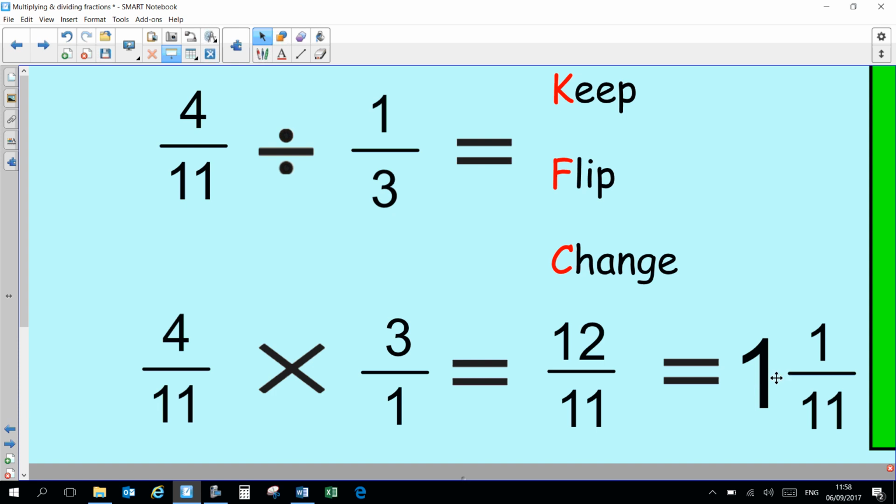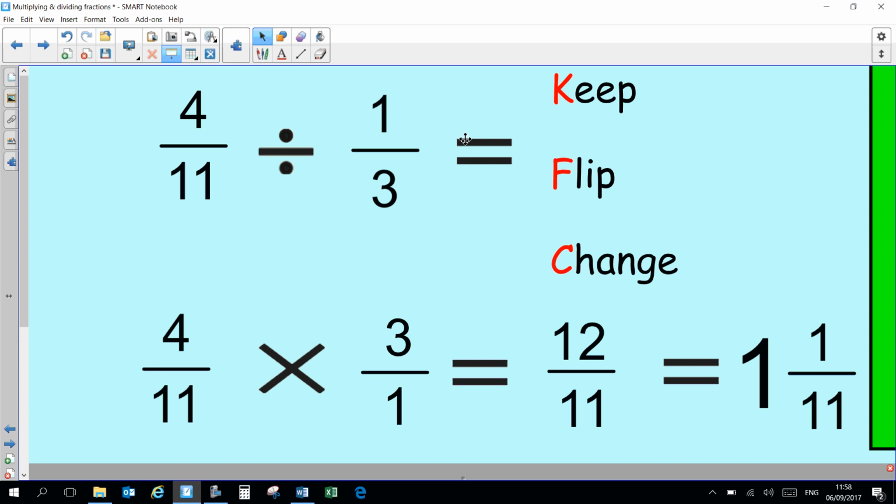So the answer would be, in its simplest form, and be careful of that, when they say this in its simplest form, they want 1 and 1/11. That would give you that extra mark, and that could be a difference at the end of the day. So look out for simplest form. It may need to break it down or change it back to a mixed number.